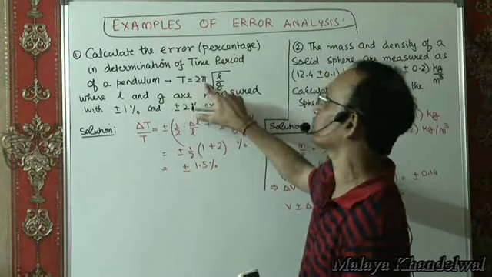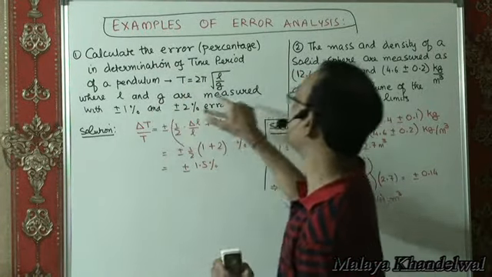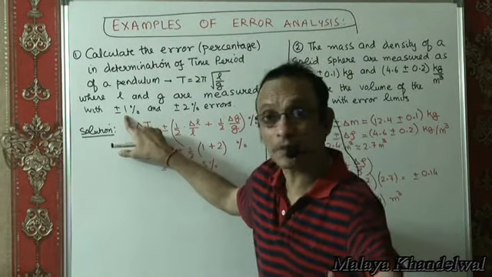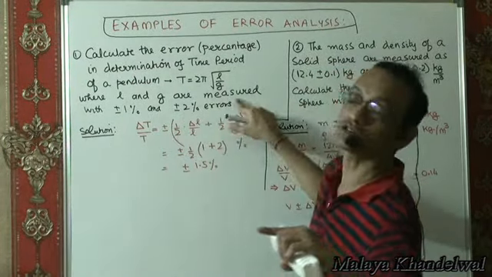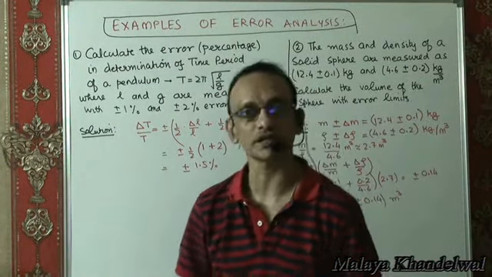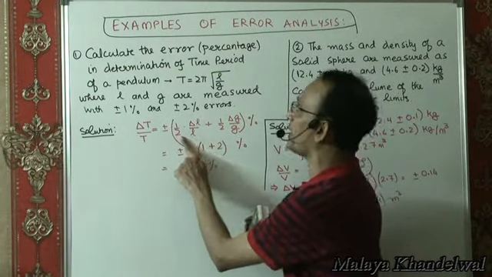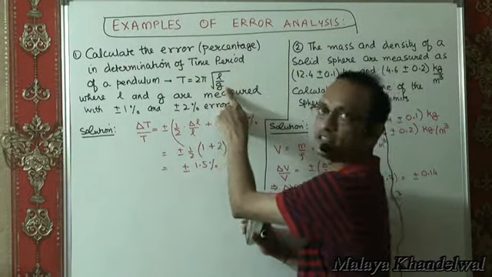You know, time period of a pendulum is given by 2 pi root L by G, where L and G are measured with plus minus 1% and plus minus 2% errors. I want to calculate the percentage error in the time period. Fractional error in the time period is going to be given by half of, realize this is L to power half and G power half.